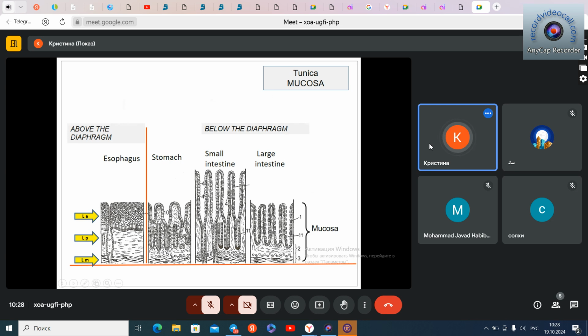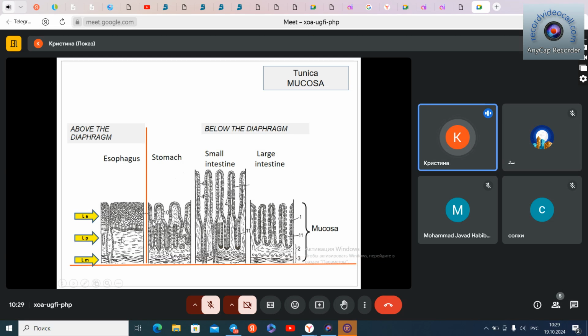As you can see here, epithelium can lie flat or form some invaginations. For example, in stomach, epithelium has these pits and glands. In small intestine, the epithelium forms both evaginations, where epithelium covers the villi, and invaginations in crypts. In large intestine, we have just invaginations, crypts.